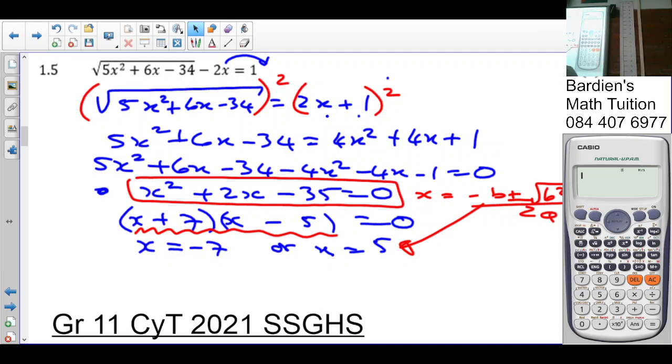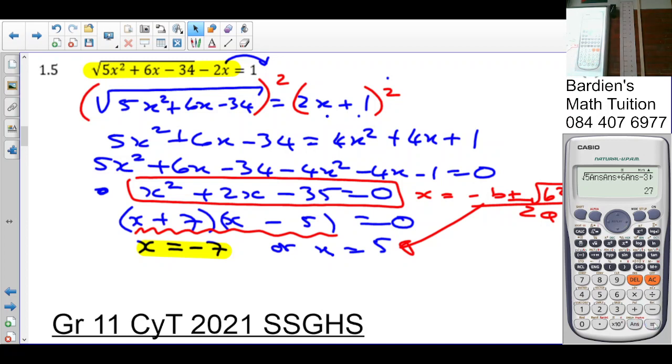So what I'm going to do is put 7 in on this side, and it should then be equal to 1. If it's not equal to 1, it's not one of the solutions. You guys understand? So I put negative 7 as my last answer calculated. There's going to be the square root of 5 times negative 7 squared plus 6 times negative 7 minus 34 minus 2 times that answer of 27.